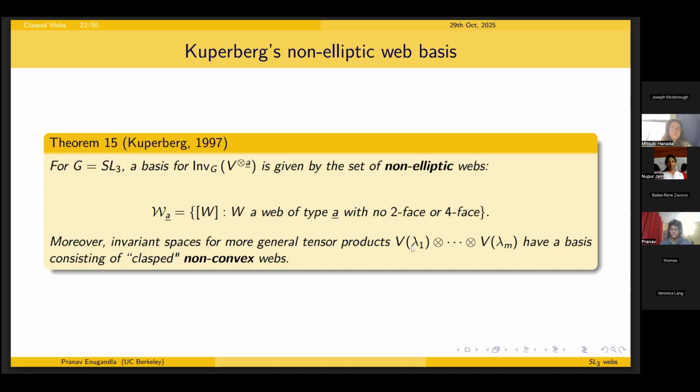So once again, these are the non-fundamental irreducibles. If you look at the non-fundamental irreducibles, he has an extra condition in terms of clasped webs. But I'll talk more about that once we get to the SL4 picture.